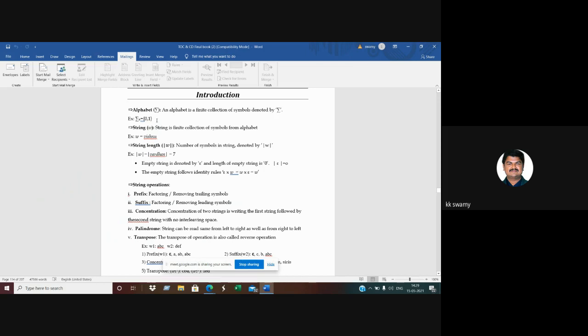Now suppose I consider sigma equals 0, 1, 2, 3 up to n, is it possible? No, because limited characters are required. That's why sigma should be a finite and non-empty set of input symbols.